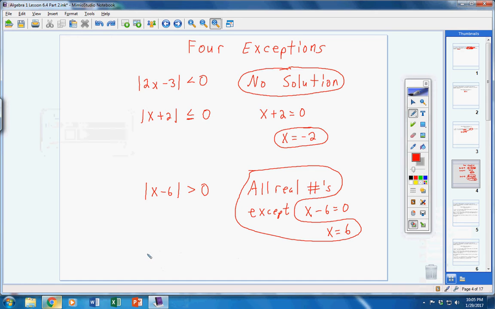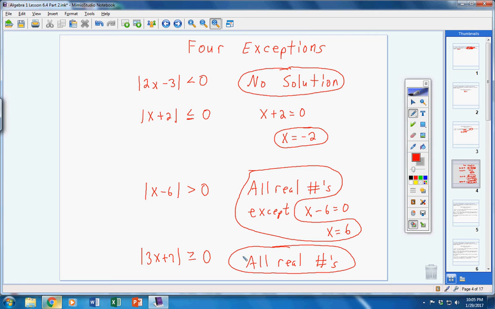And the last exception is pretty easy. Let's say you have something like 3x plus 7. The absolute value of 3x plus 7 is greater than or equal to 0. Then your answer would simply be all real numbers. Period. That's it. Doesn't matter. Because think about it, guys. Anything you put in for x is either going to come out 0 or positive. So it's all real numbers. Now look, you've got to learn these. Okay, it's your job to look at this, understand it, look at this, understand it. Take really good notes so you understand each scenario and what the answer would be.